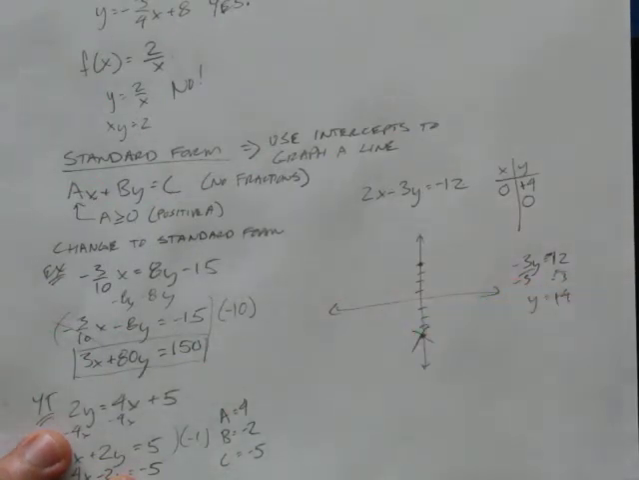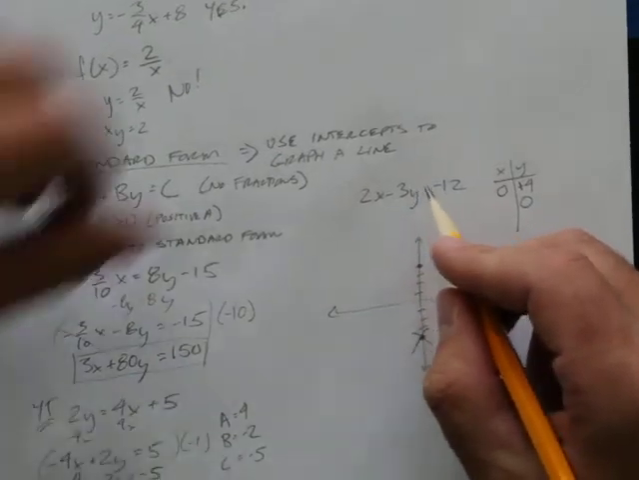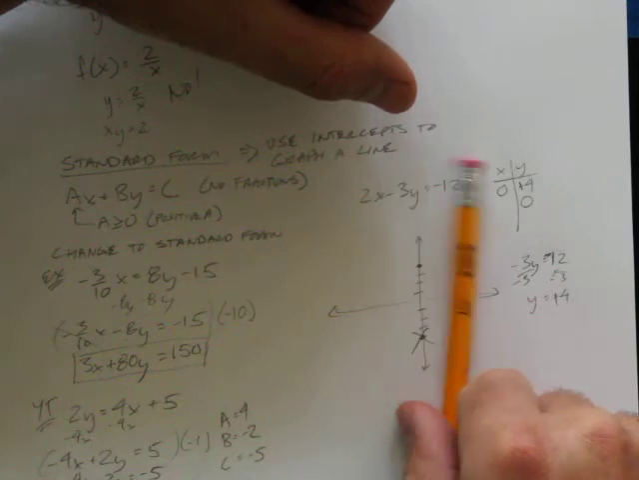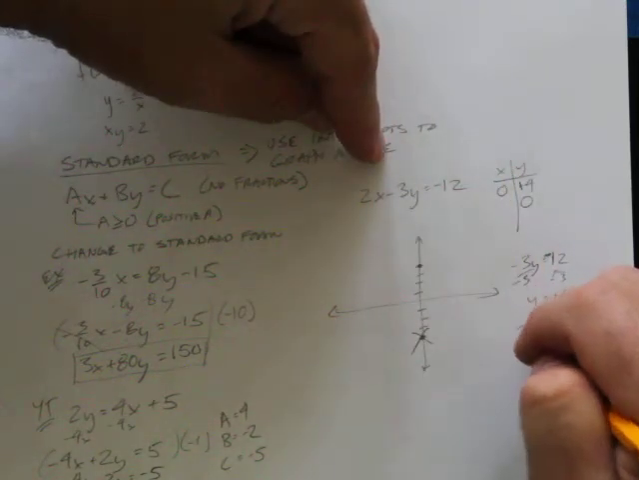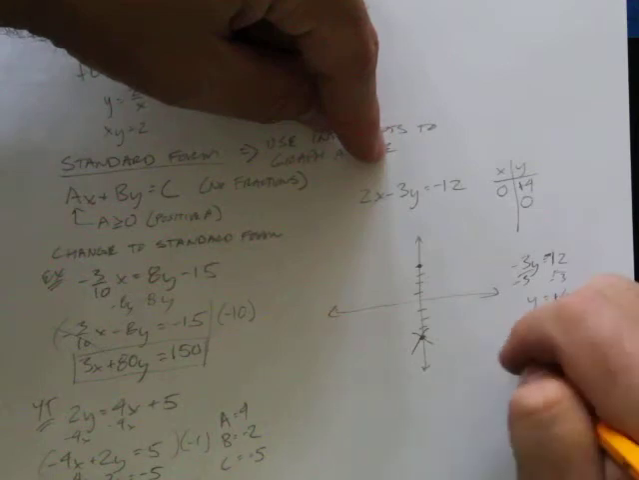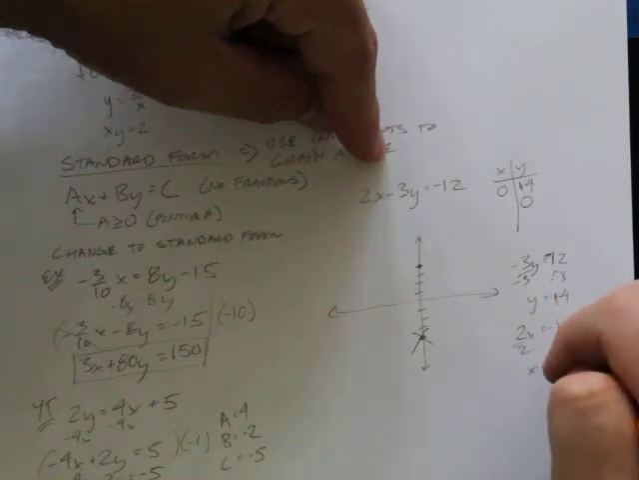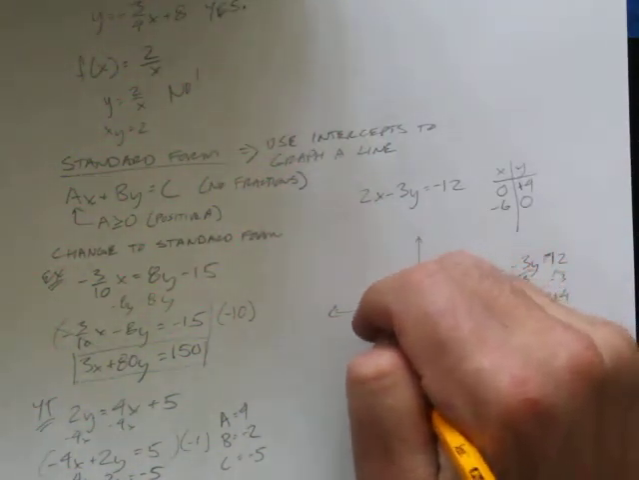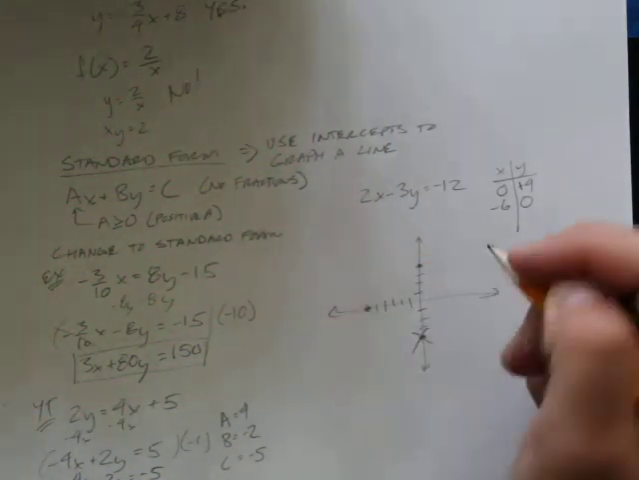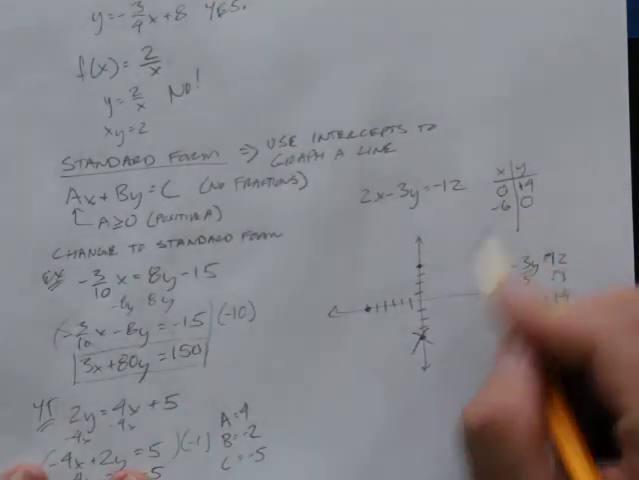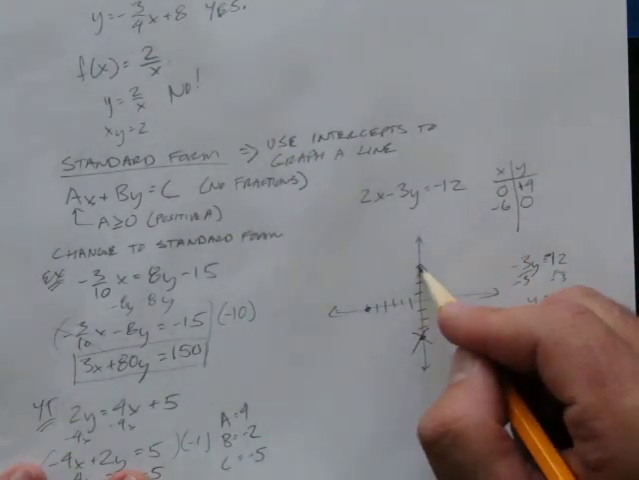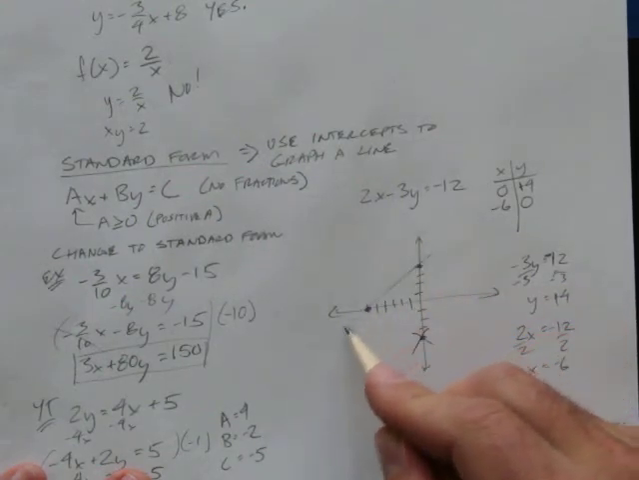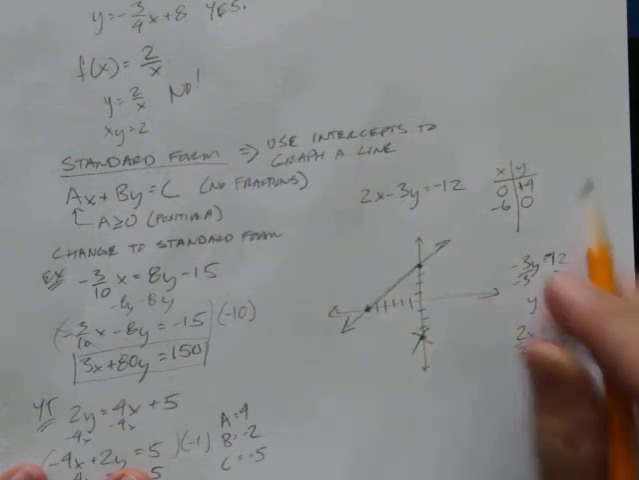Now, when I plug in 0 for y, I can ignore this part of the equation because negative 3 times 0 is 0. So now I've just got 2x equals negative 12. Divide by 2, x equals negative 6. So when x is negative 6, 1, 2, 3, 4, 5, 6, y is 0. Those are my intercepts. 0, positive 4, that's my y-intercept. And negative 6, 0, that's my x-intercept. And so there's my line.